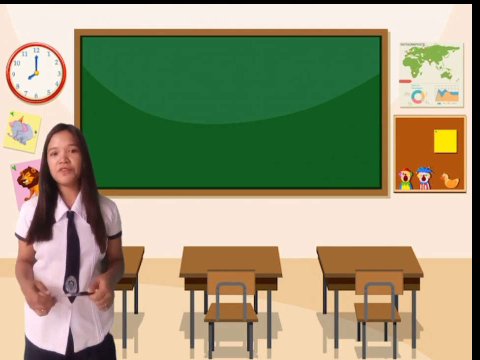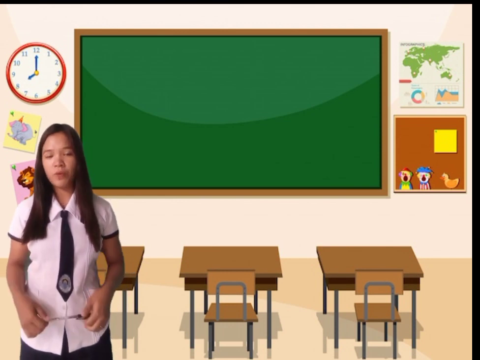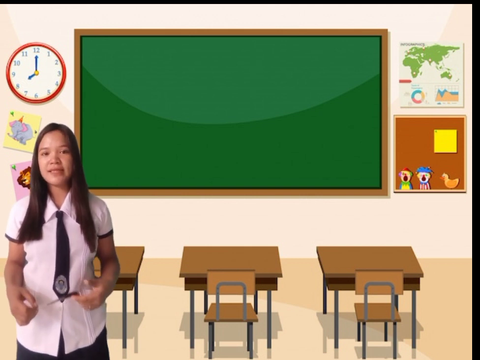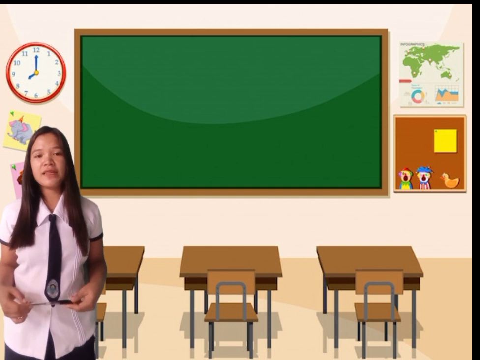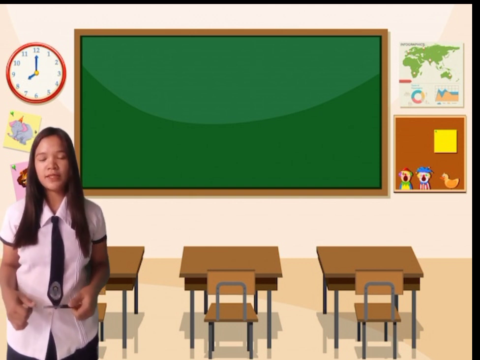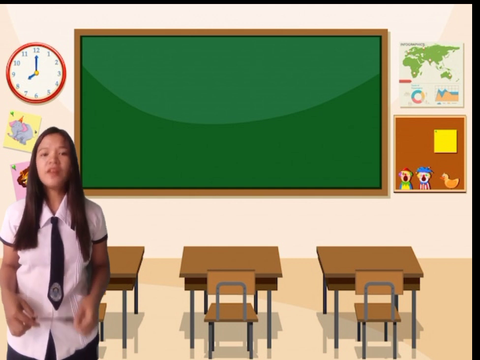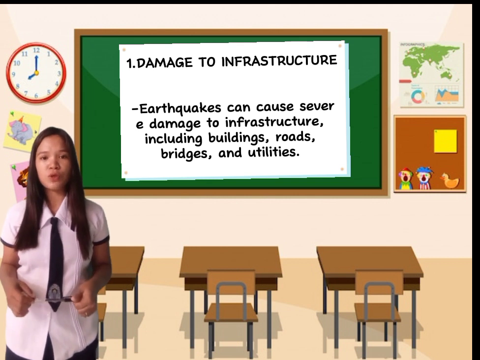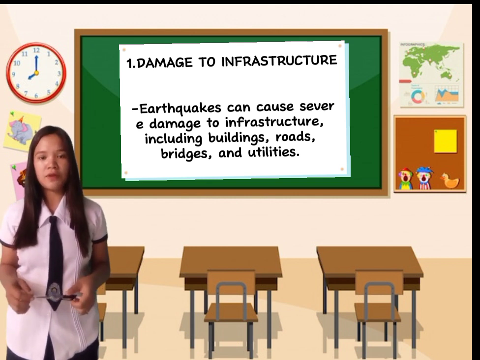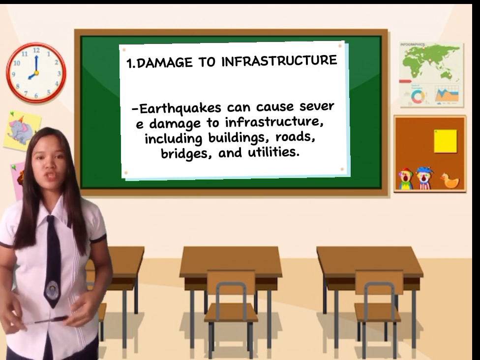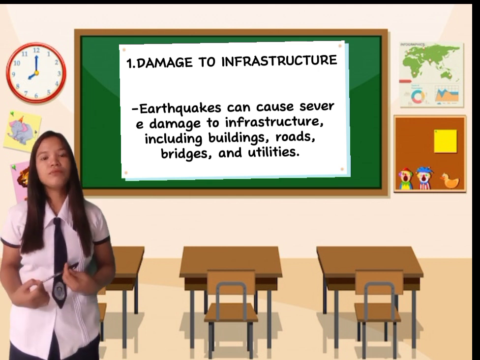Okay, class, the effects of the environmental changes caused by earthquakes, including ground shaking, liquefaction, landslides, and tsunamis, can have significant impacts on both living and non-living things. So, here are their effects, and here they are in detail. First is the damage to infrastructure. An earthquake can cause severe damage to infrastructure, including buildings, roads, bridges, and utilities.